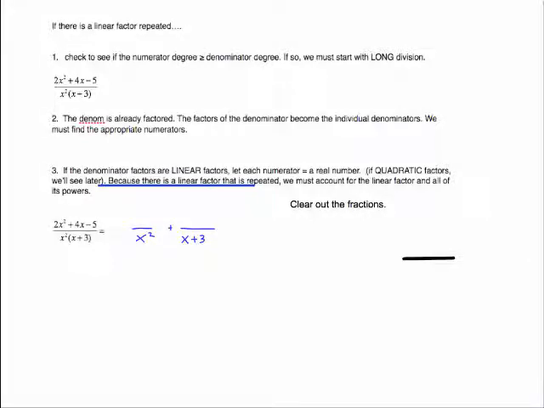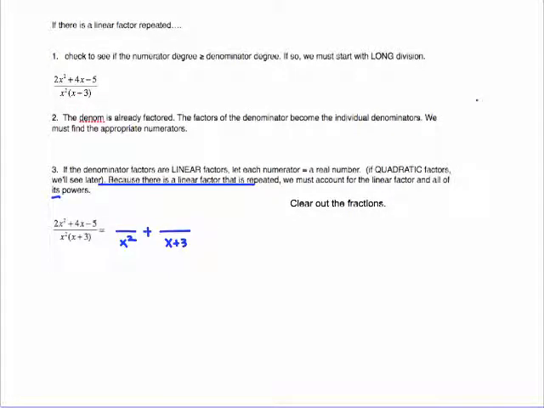This is Pre-Calc section 6.8, part 2. We are working on partial fraction decomposition. Now, here's our steps. We are still checking to see if the numerator degree is greater than or equal to the denominator degree. So we look here and you go, oh yeah, x squared, but be careful. This is x squared times x, which really makes the denominator degree 3 because that's x cubed. So that means we do not start with long division.